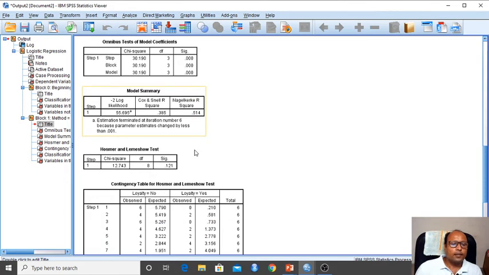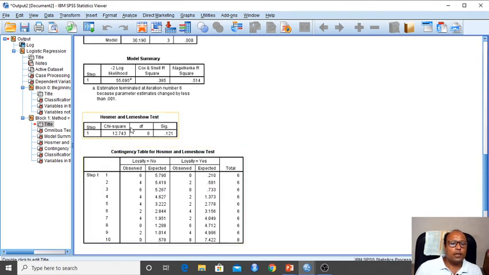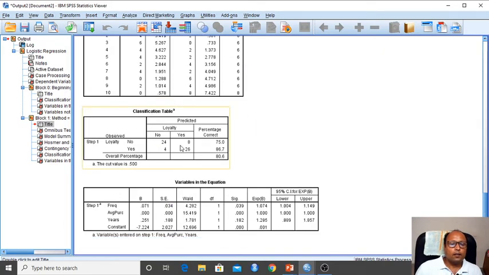Then the second important thing: if you recall, we have selected the Hosmer-Lemeshow test. So the Hosmer-Lemeshow test values are available here. What is important here is that we need to check that this should be non-significant. If it is not significant, your model is fit. Then you need to check this classification table.